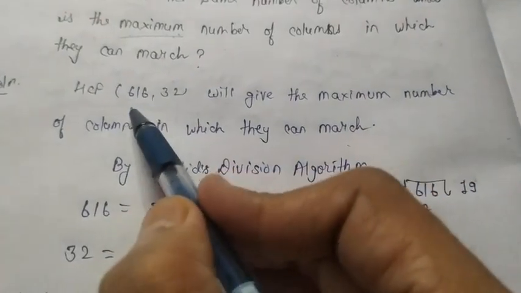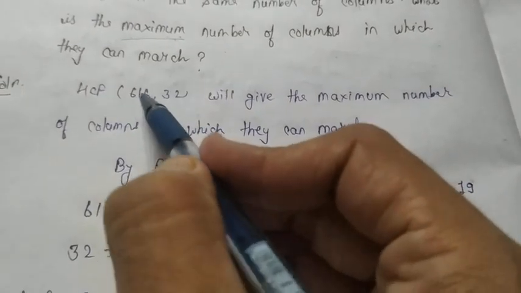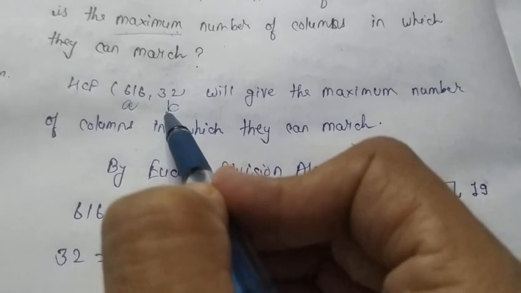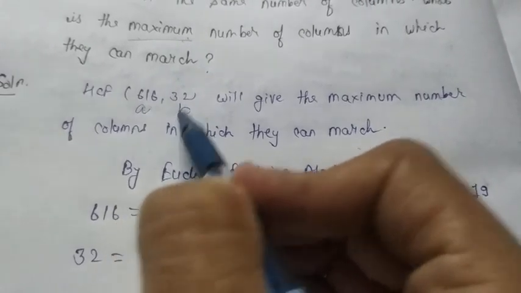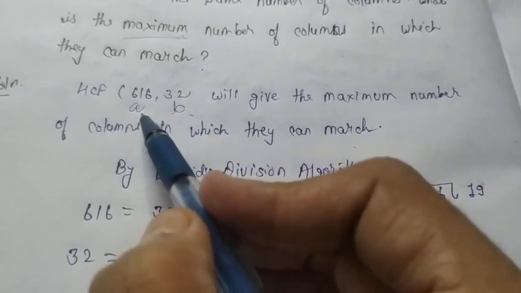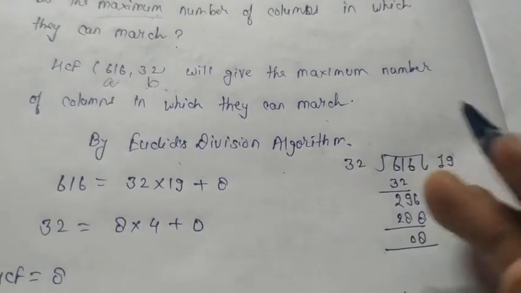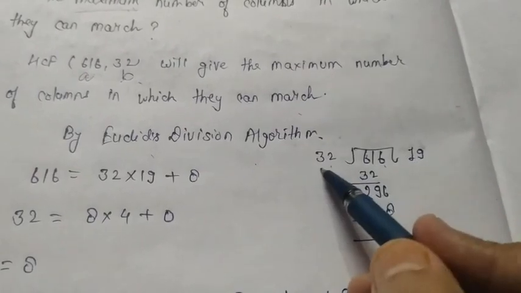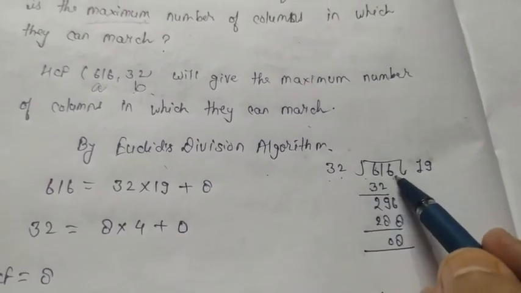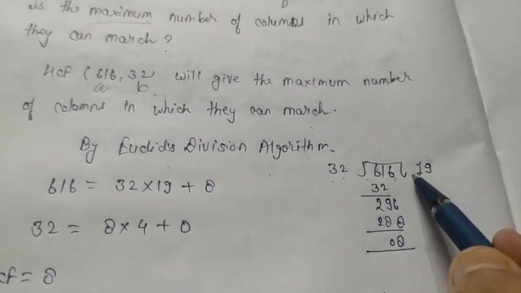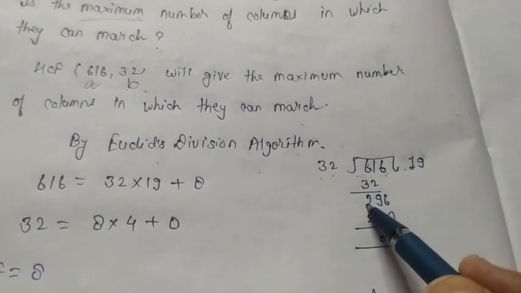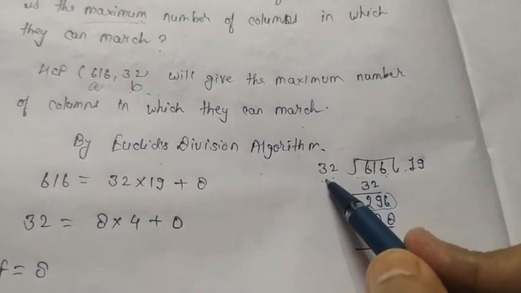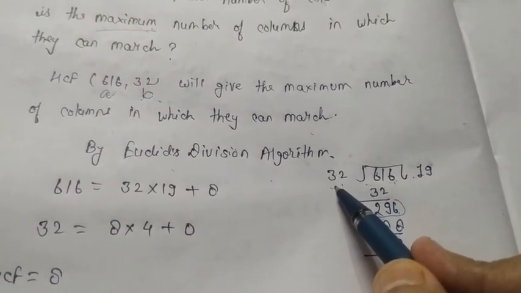Okay, so out of these two numbers, this is bigger, so this will be A and this will be B, this will be the dividend and this will be the divisor. After that you have to apply Euclid's division algorithm. So I have divided 616 by 32. When you divide by 32, it will go one time, so 32, and the remainder will be 29, and now 6 is also left. Now the remainder is greater than 32, so you will divide one more time.